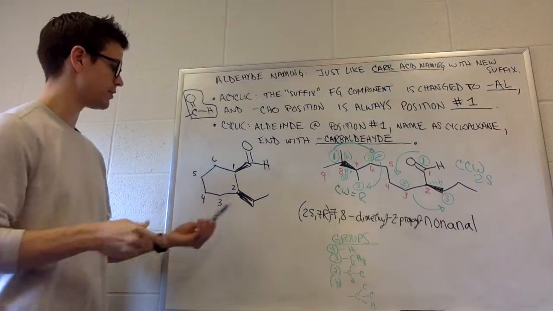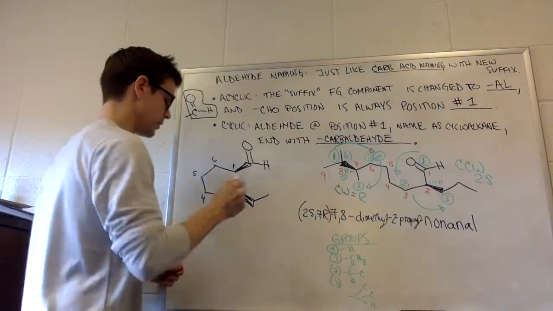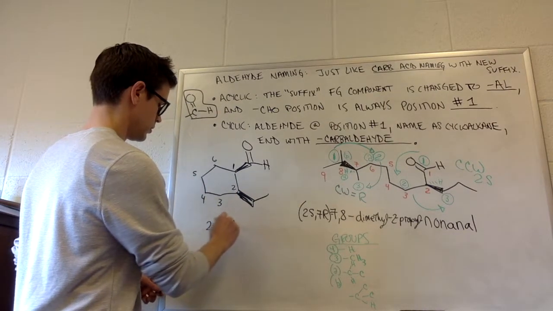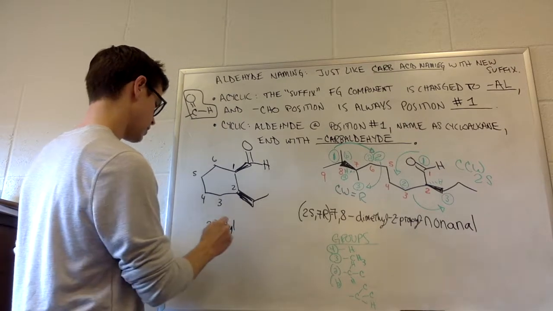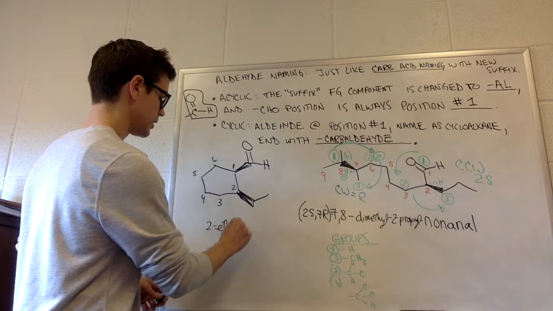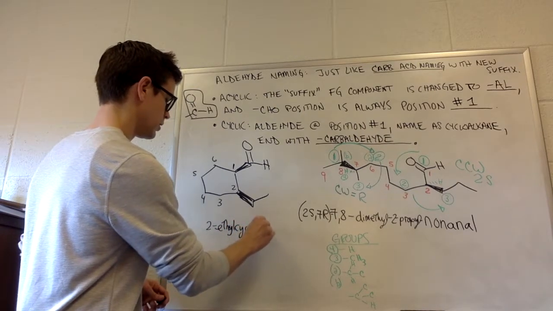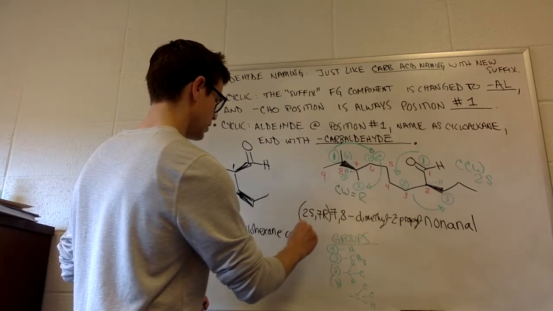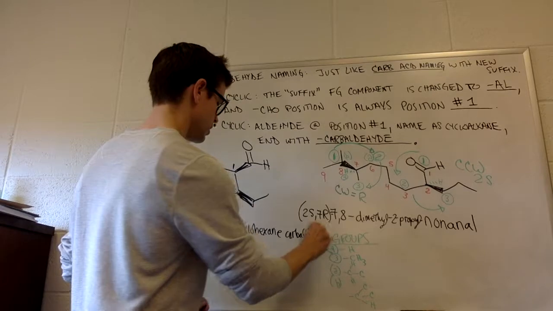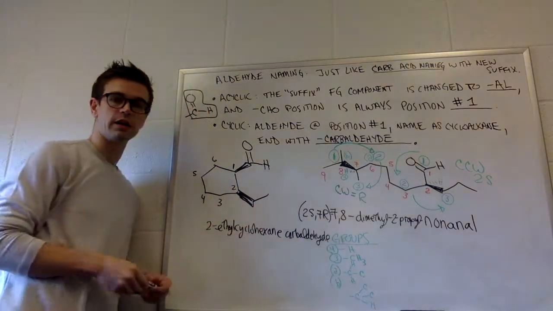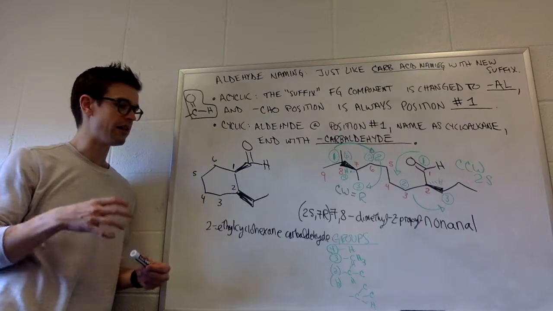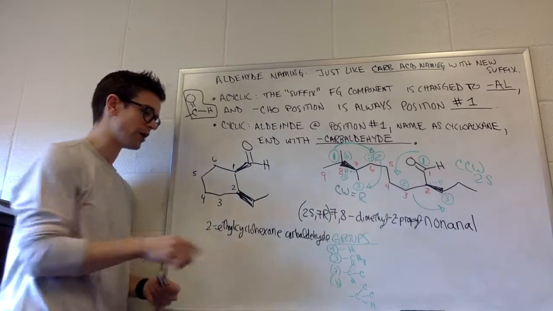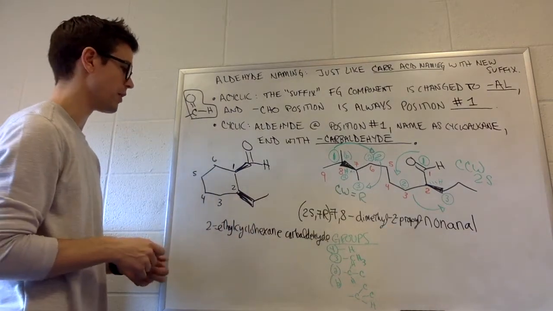So we have a 2-ethyl. So this is going to be 2-ethyl cyclohexane carbaldehyde. Again, we didn't put a 1 here because it's assumed that if it is a carbaldehyde, if it's an aldehyde on this cyclohexane, that is going to be position 1 no matter what. So no need to say 1-carbaldehyde.